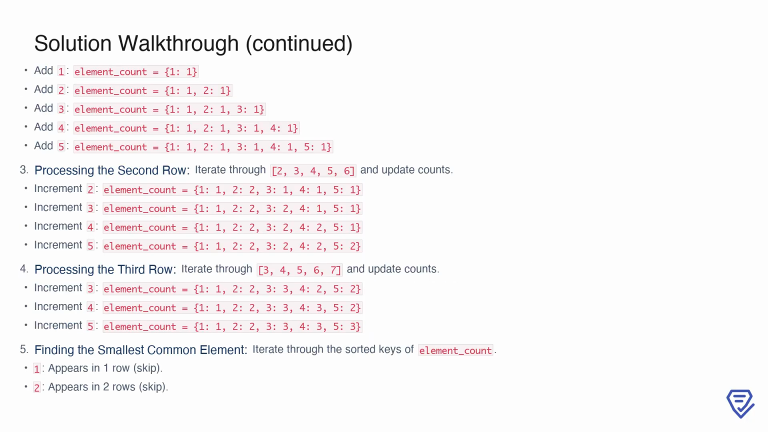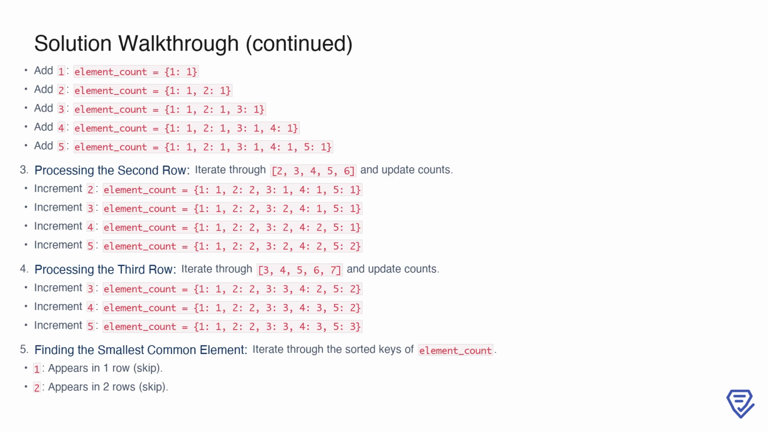Next, we move on to the second row, 2, 3, 4, 5, 6. For each element in this row, we check if it already exists in element_count. If it does, we increment its count, otherwise, we ignore it since we're only interested in elements that may appear in all rows. For 2, we increment its count to 2, and similarly for 3, 4, and 5. The updated element_count becomes 1:1, 2:2, 3:2, 4:2, 5:2. Note that 6 does not exist in the dictionary, so we skip it because it can't be a common element.